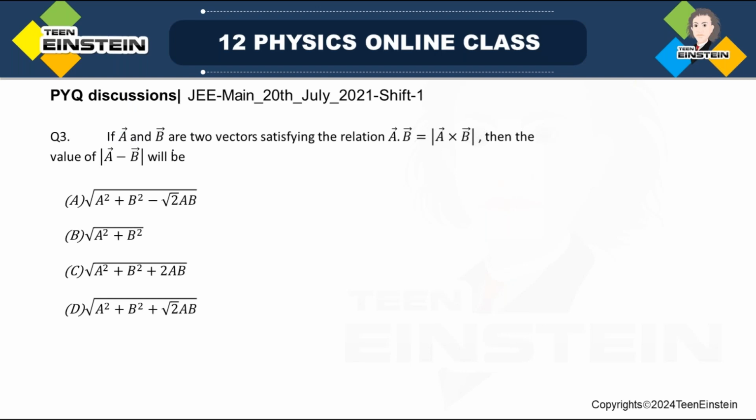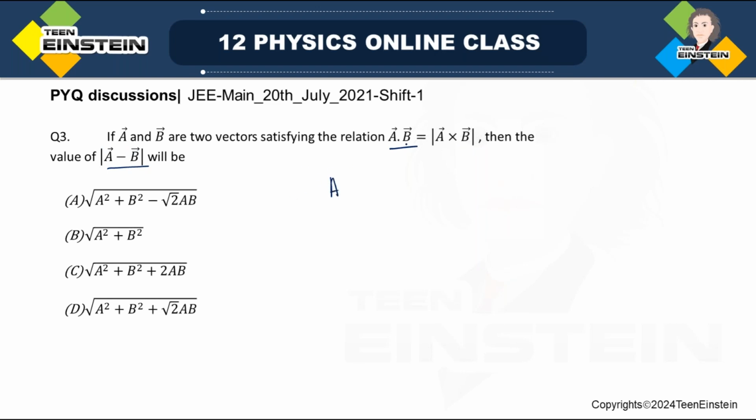The question says A and B vectors. These are two vectors satisfying the relation A dot B is equal to the magnitude of A cross B. Then what is the value of the magnitude of A minus B?